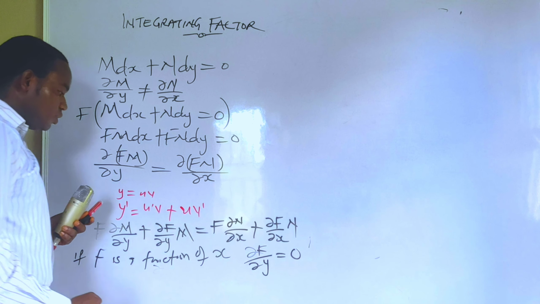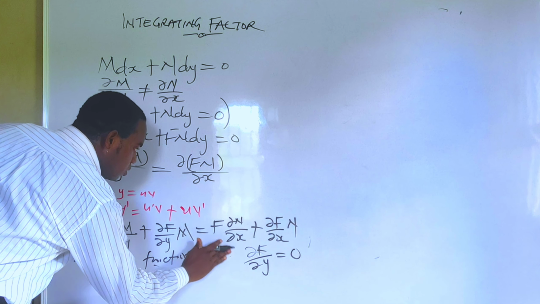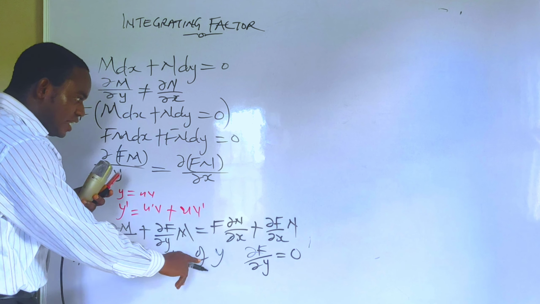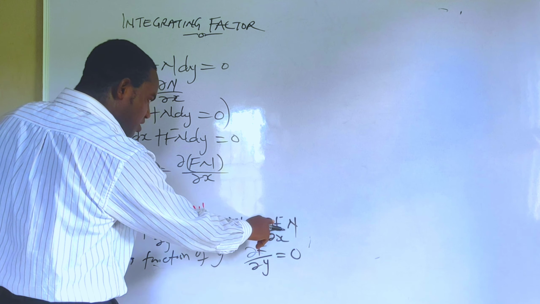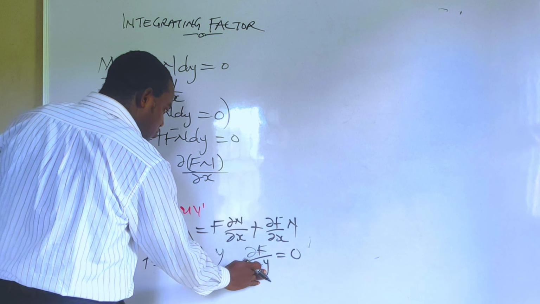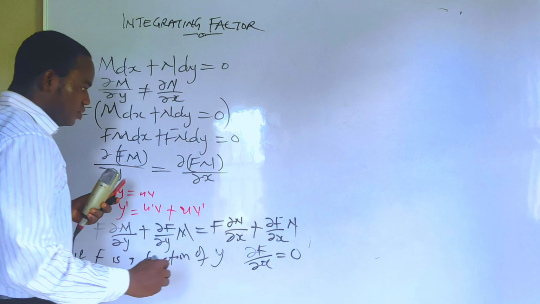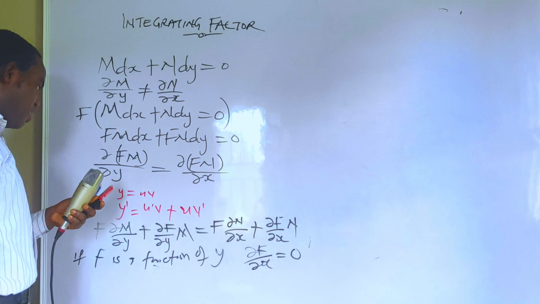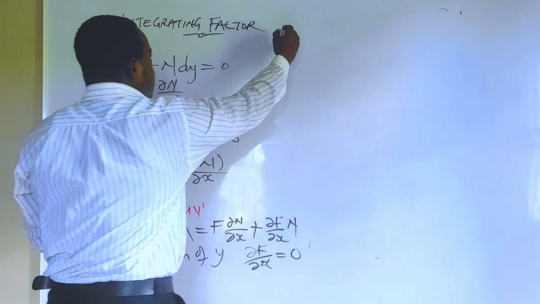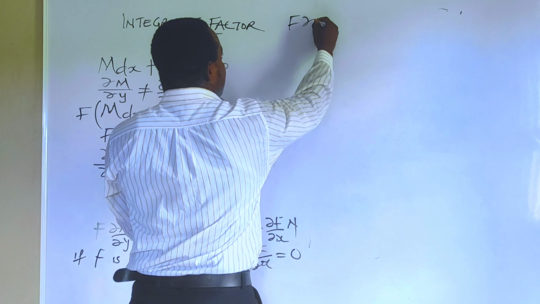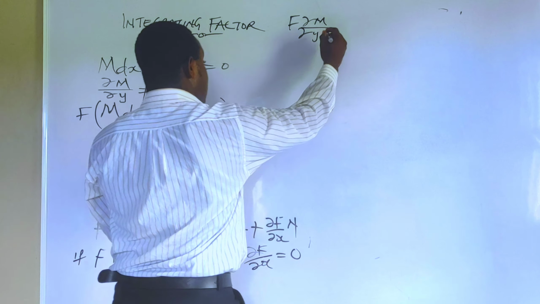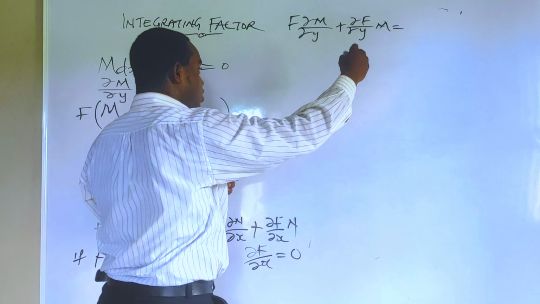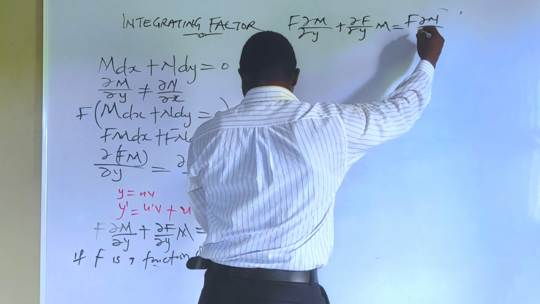But what if the f right here is a function of y? If this right here is a function of y, then the partial derivative of f with respect to x is going to be 0. And for that situation, this component right here is what would be out of the equation. So we can rewrite this property then. We are going to have f multiplied by partial m, partial y, plus partial f, partial y multiplied by m equals f partial n, partial x.